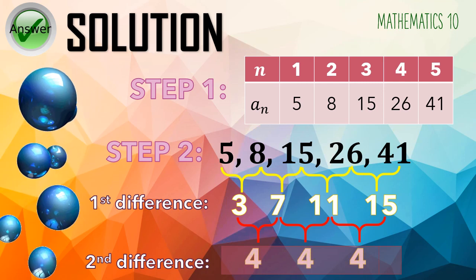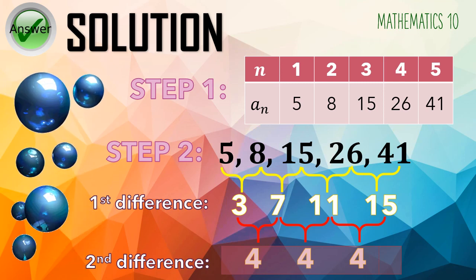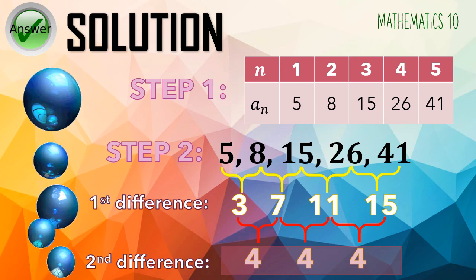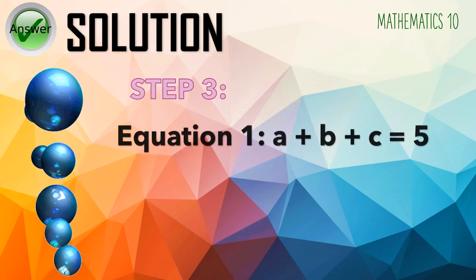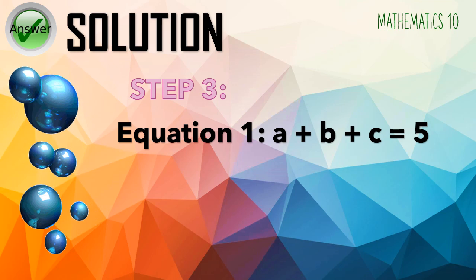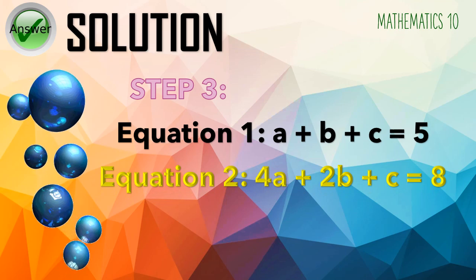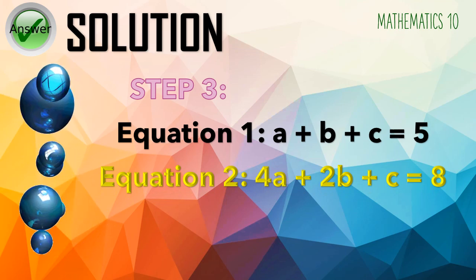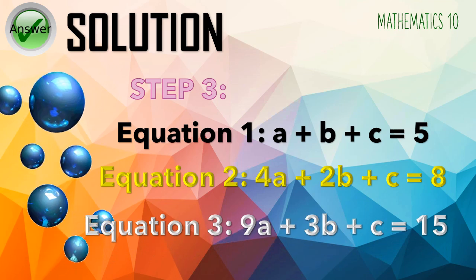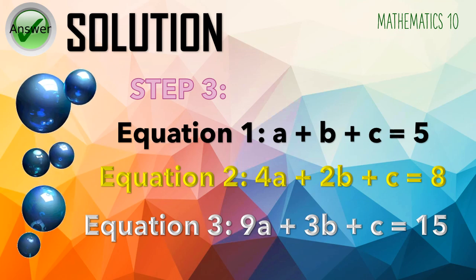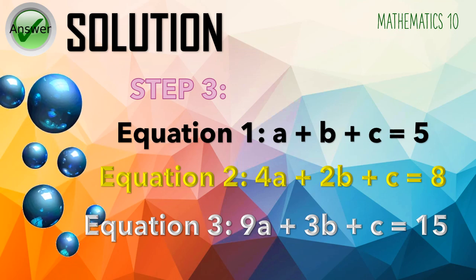Okay, so we do have a constant second difference, therefore it is a quadratic sequence, and with that we are supposed to form 3 equations already. So for equation 1, a plus b plus c equals 5. For equation 2, we have 4a plus 2b plus c equals 8. And lastly, 9a plus 3b plus c equals 15. Now, since we have our 3 equations, we can get the values of a, b, and c one by one.